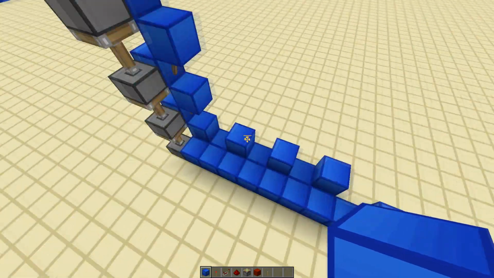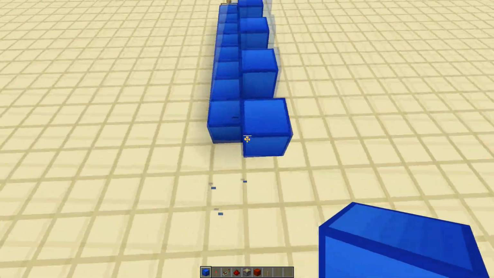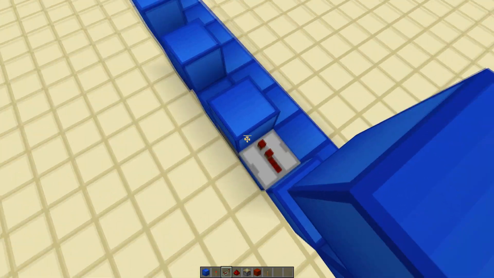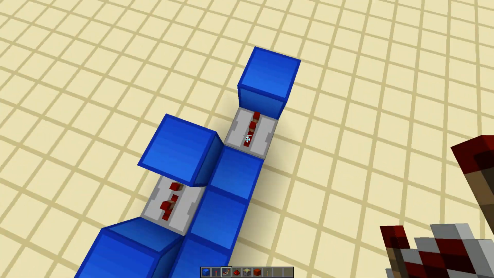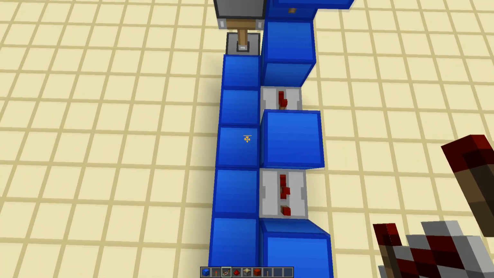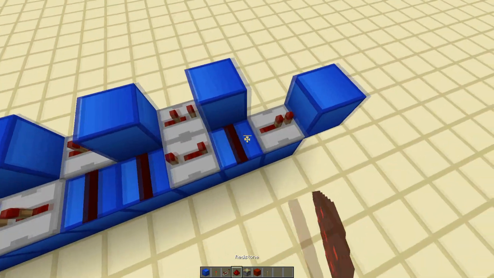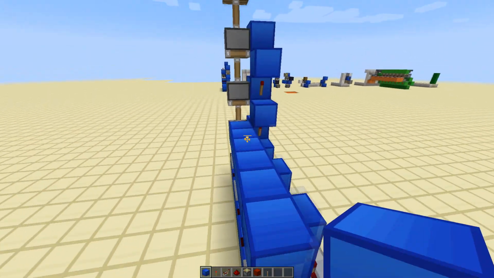So you build all of this here, one block apart, and the last block here is just moved over one. This one here is a sticky piston, so you just put a repeater in: one tick, two ticks, two ticks, one tick, and then four ticks, two ticks, and three ticks. So that layer is now done and should be working perfectly.